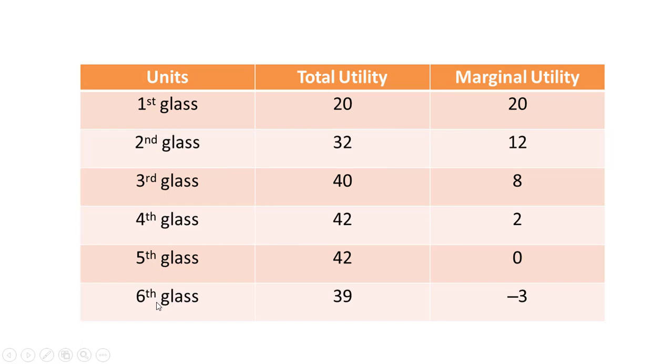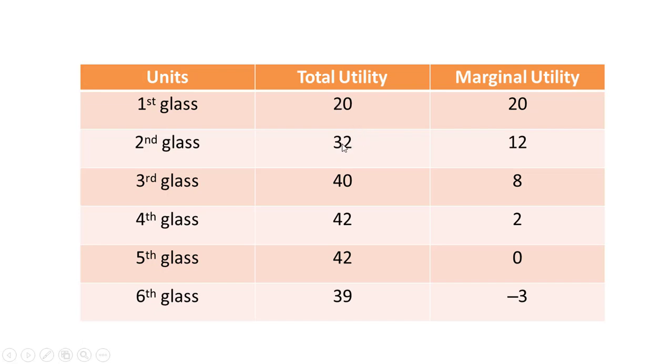Now how many glasses of water is he drinking? We are assuming 6 glasses of water. What was the total utility he was getting and what is the marginal utility he is getting? This is the relationship between total utility and marginal utility. See, when he drank the first glass, he got 20 utility. Total utility was 20. Marginal utility will also be the same. This is called the initial outlay. Now he drank the second glass of water. When he drank the second glass, his total utility was 32.